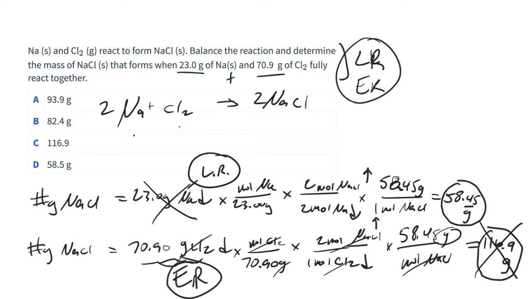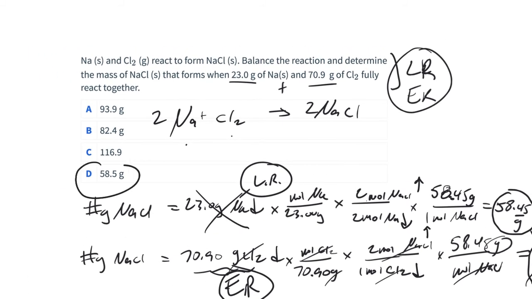The problem wasn't asking for how much of the excess reactant remains, so I don't have to go figure out how much of it is consumed. Obviously, half of it's consumed if you think about the way the math's given in the problem. So that's how I would use dimensional analysis to solve this problem. So the answer to the question would be 58.45 or 58.5 grams of product forms.